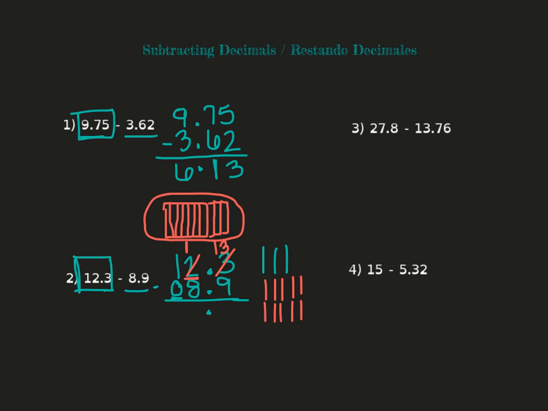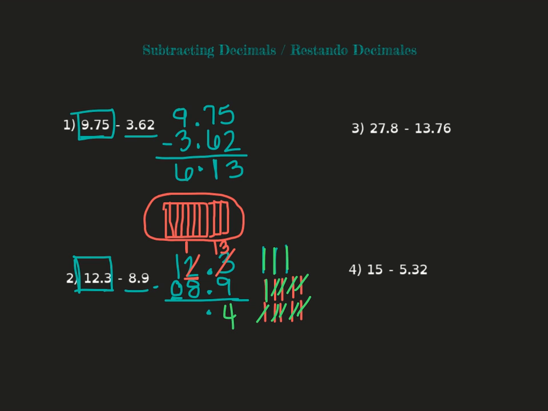And so I'll start by taking away the 9. So I'm going to go ahead and 1, 2, 3, 4, 5, 6, 7, 8, 9. And how many do I have left? I have 1, 2, 3, 4/10. Okay. Now I'm going to go ahead and move to my whole number side.